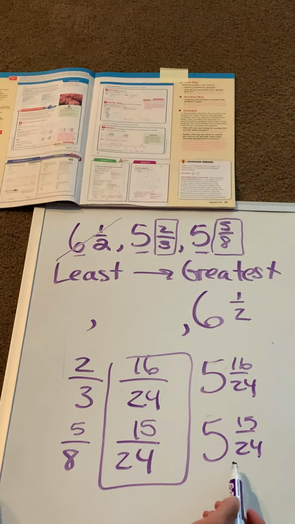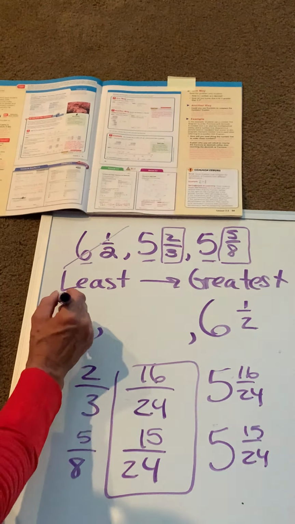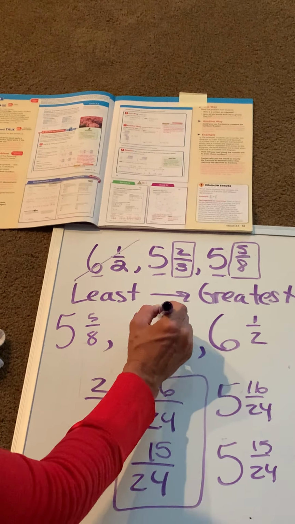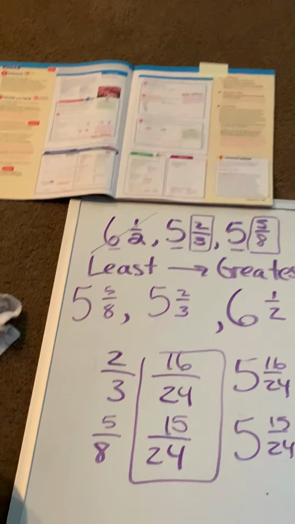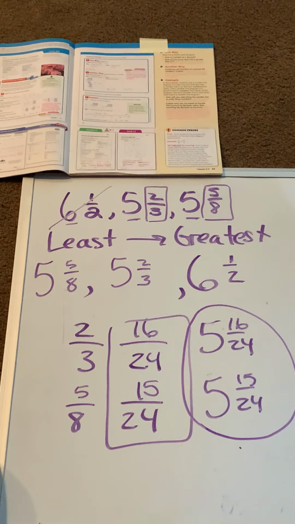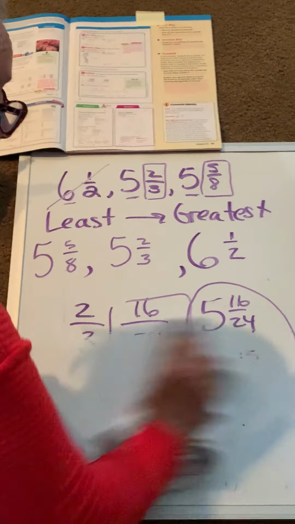So of those two, 5 and 15/24ths is the least. So we would put 5 and 5/8 and then 5 and 2/3. If you want to put this fraction down as your answer, that's fine as well. Okay? So let's do the next example.